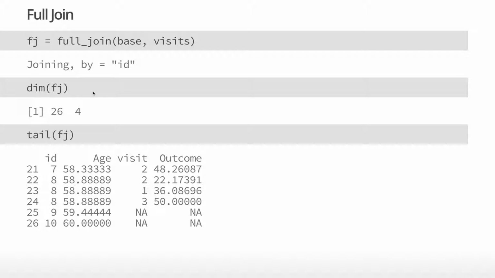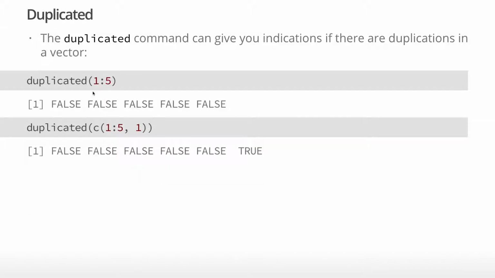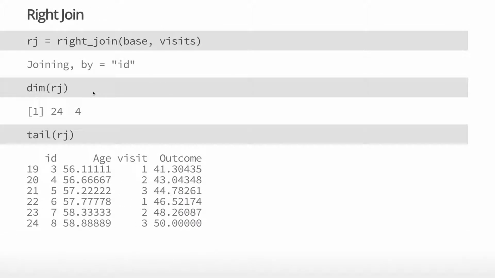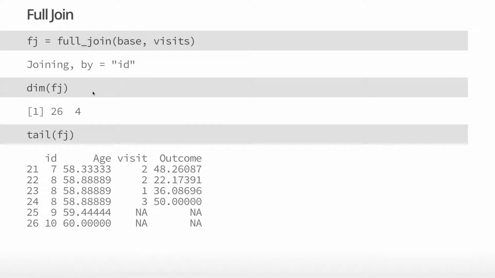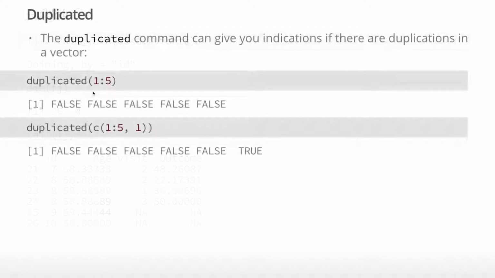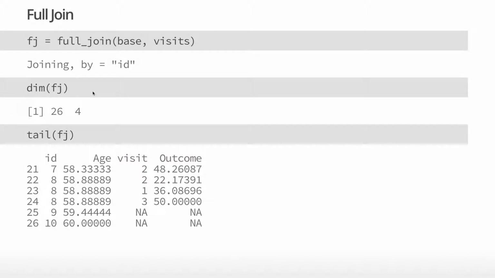So again, full join says keep anything if it's in X or Y. So here we're going to get that whole data set again because IDs 9 and 10 are in baseline, even though they're not in visit. So full join joins everything. Inner join just keeps the intersection. Left or right join, the way I think of it, you have one data set that is more important. But it's not really more important, it's just that you need to keep all the rows of this data set for sure. And then full join is going to keep anything in X or Y.